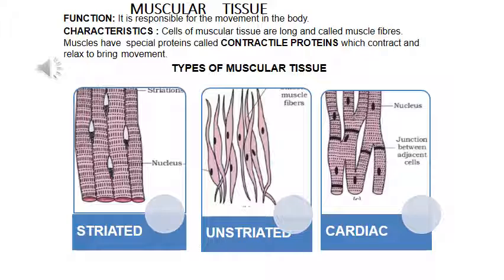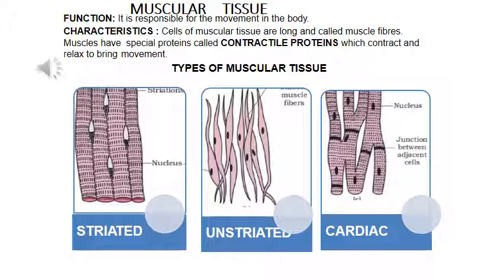Striated, it has striations, and these are voluntary muscles. That means it is present in your hands and legs. It is present in your limbs. They are under your control, your will. Unstriated muscles, suppose it is present in your digestive system. They are involuntary muscles. They are not under your control. If you want to stop your digestion, can you stop it? No. Can you stop your respiration? No. Only for some seconds or for some minutes, you can hold your breath, but you cannot stop it.